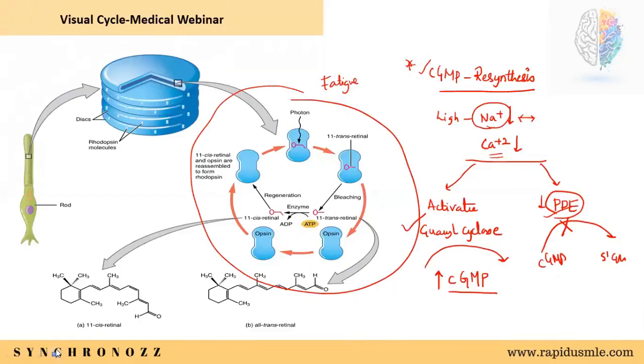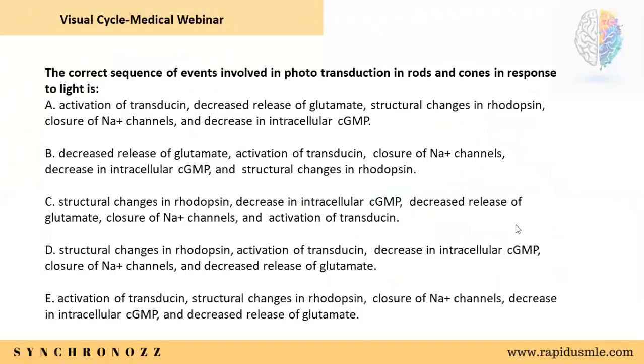So before concluding, I need you to answer this simple question, just as an exercise. I'm expecting answers from all of you. What is the correct sequence of events involved in phototransduction in rods and cones in response to light? Come up with the correct answer, because if you understand this, you will not forget it later. I'll give you 1 minute for this. Option A, B, C, D, E. Just read them and give me the correct answer. So option D is the correct answer.